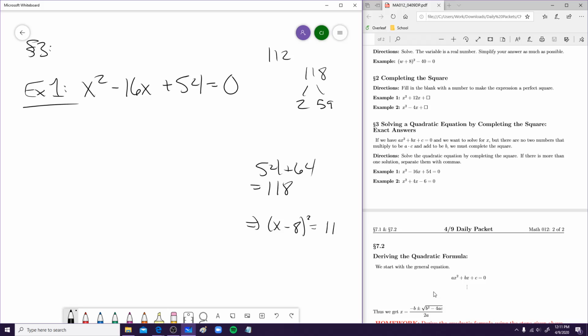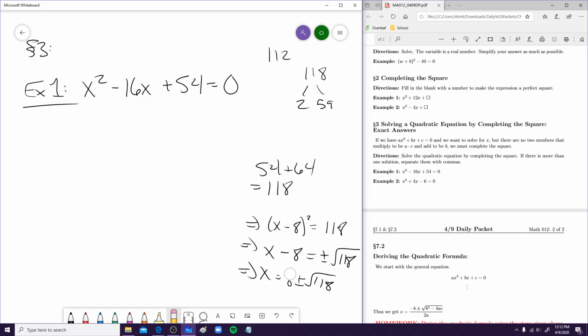for 118, and so if I took x minus 8 equals plus or minus the square root of 118, this would have been as simplified as possible because there are no perfect squares that go into 118 nicely. So the answer would have been 8 plus or minus the square root of 118. However, I didn't do it right anyways.